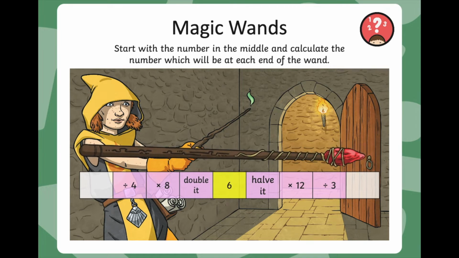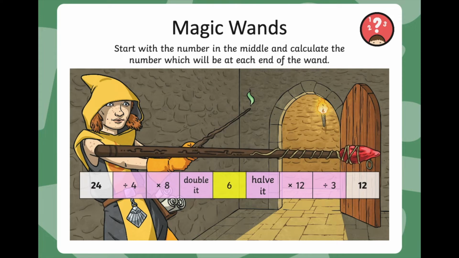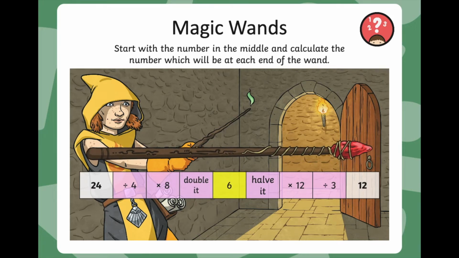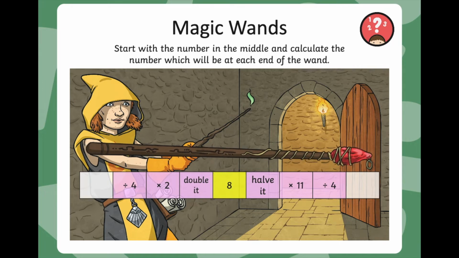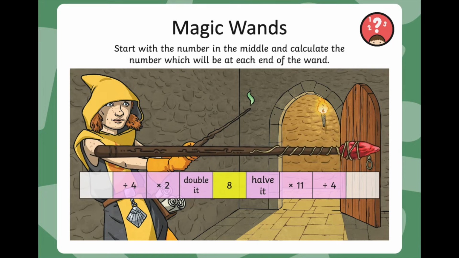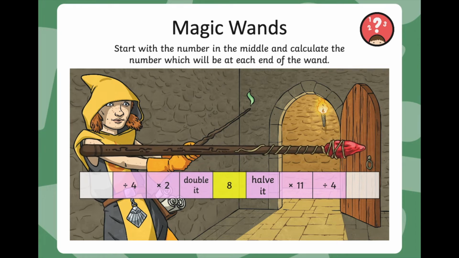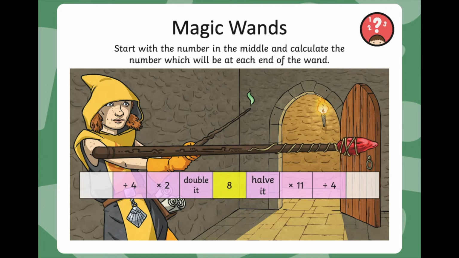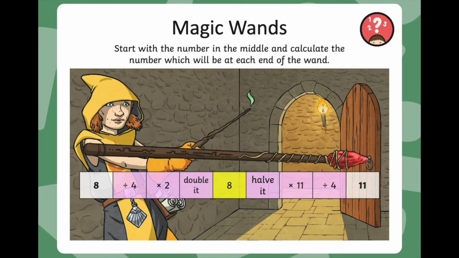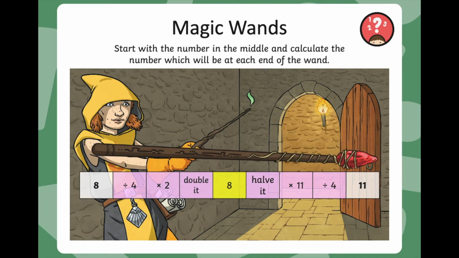How did you get on? So in the left box you should have come out with 24, and in the right box should have been 12. The next one, you're starting with 8. So again, double it, going to the left, then multiply it by 2, then divide it by 4, and going to the right, halve 8, then multiply that answer by 11, then divide that answer by 4. Pause the video here. And the answers you should have got were 8 for the left side and 11 for the right side. Well done if you got all those correct.